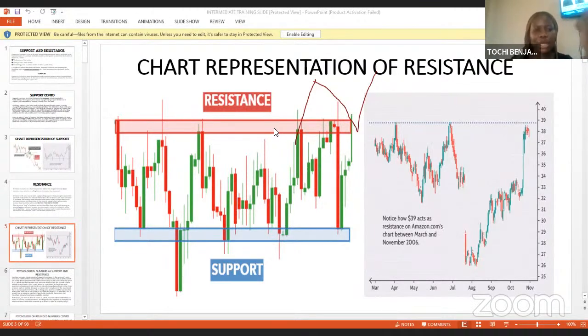Minimum of 2 touches on a zone. Also understand that it's not just a line, rather it is a price range. So know the range you are interested in. When price gets to that range, it's left for you to decide at what price you enter.